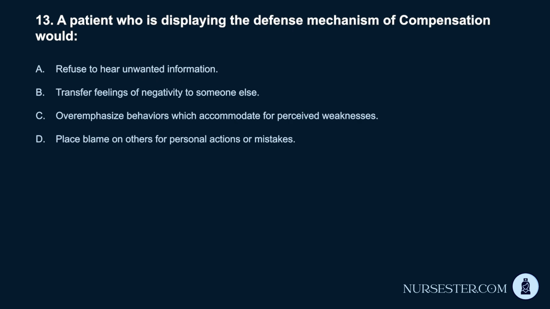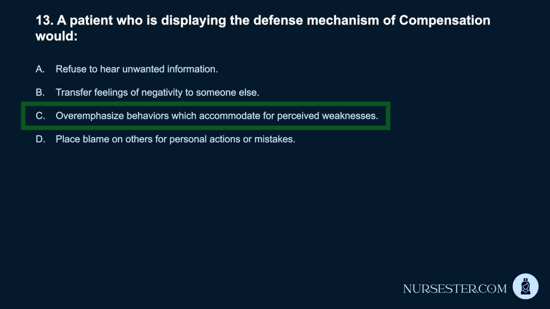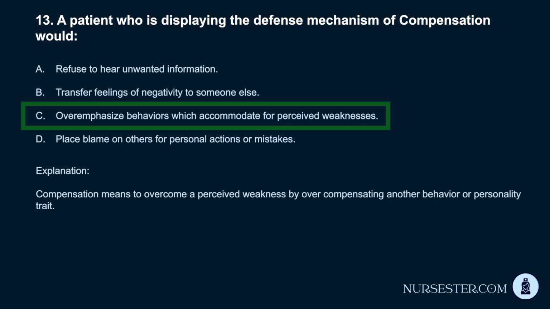13. A patient who is displaying the defense mechanism of compensation would A. Refuse to hear unwanted information. B. Transfer feelings of negativity to someone else. C. Overemphasize behaviors which accommodate for perceived weaknesses. D. Place blame on others for personal actions or mistakes. Correct answer: C. Overemphasize behaviors which accommodate for perceived weaknesses. Compensation means to overcome a perceived weakness by overcompensating another behavior or personality trait.